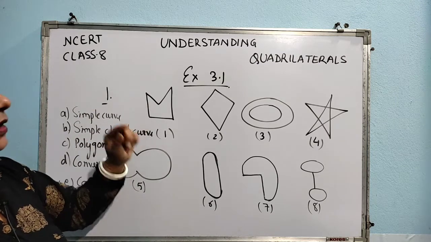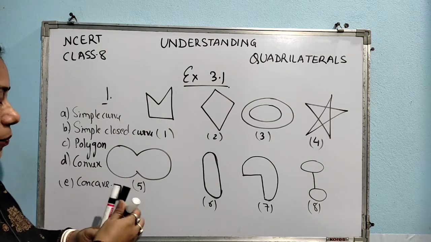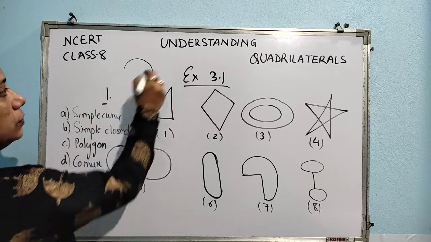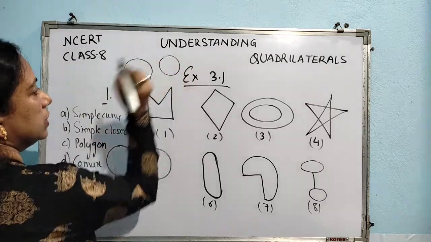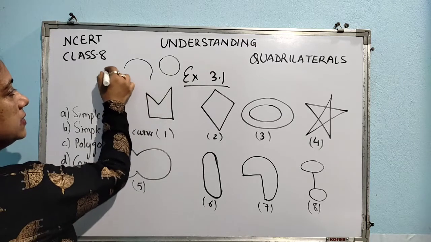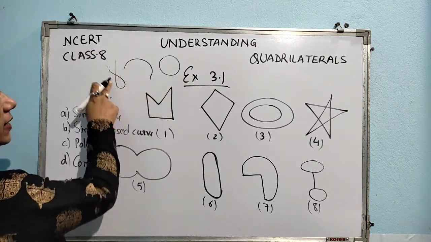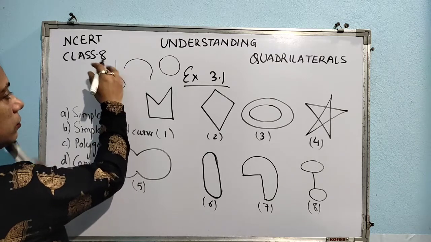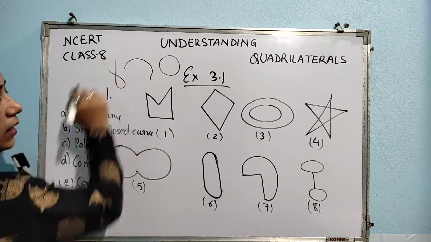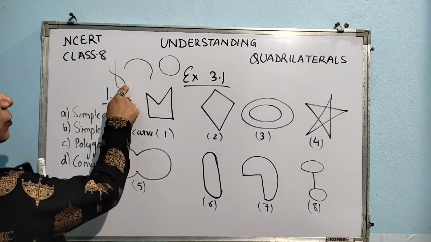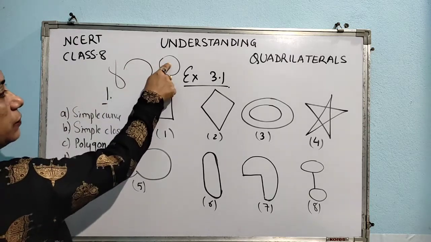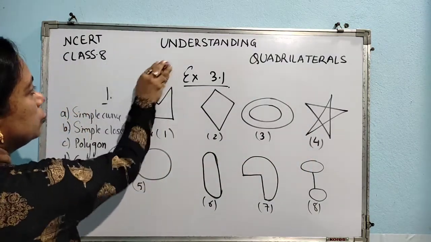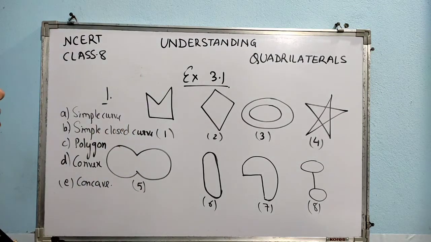A curve that does not cut itself. Suppose I am drawing like that, this is a curve, this is also a curve, so it is not cutting itself. Suppose I draw a curve like that, one part of the curve is cutting the other part. So this type of curve is not simple, but these types of curves are considered to be simple curves. So from the given figures you have to point out which of the curves are simple curves.